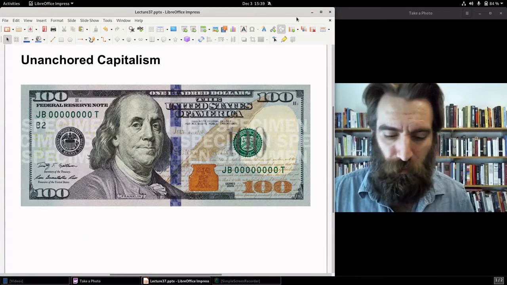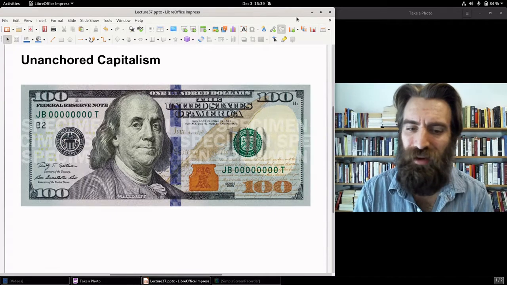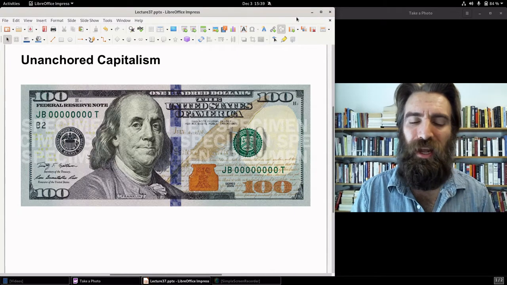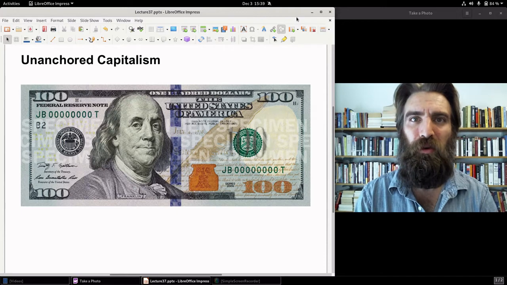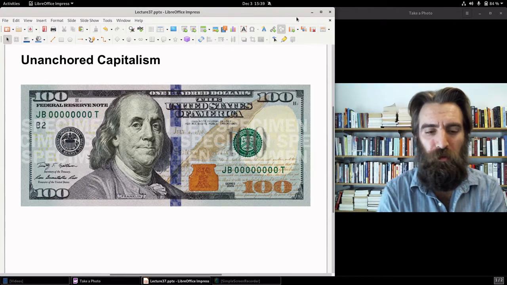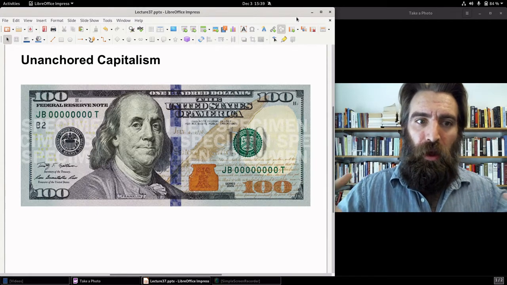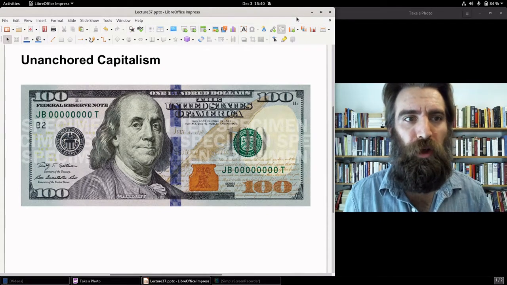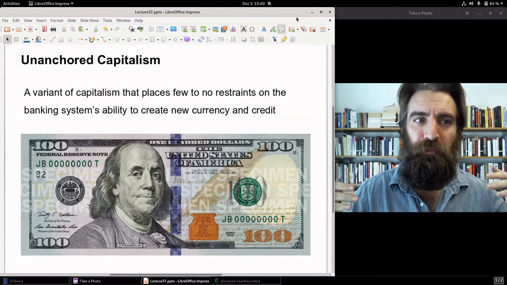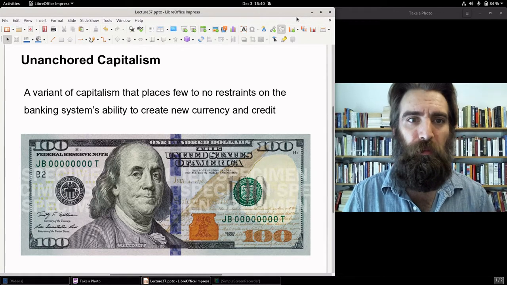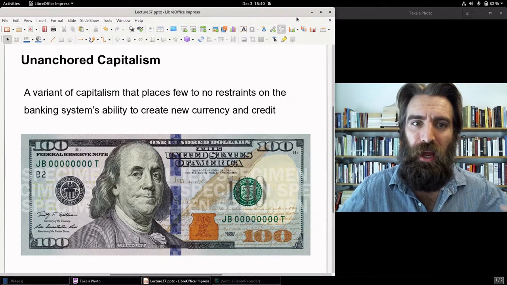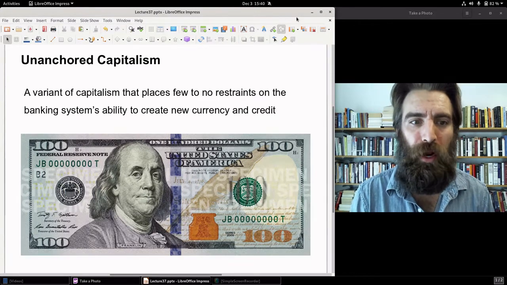And that leads me to this term, and it's one that I thought up yesterday morning. Actually, as I was thinking about this lecture and trying to figure out how do I describe this system, I just came up in my own head with this term, and I like it a lot. Unanchored capitalism, and I think that describes fairly well the system post 1971, the post-gold era. And what do I mean by this? Unanchored capitalism is a variant of capitalism that places few to no restraints on the banking system's ability or capacity to create new currency and credit.